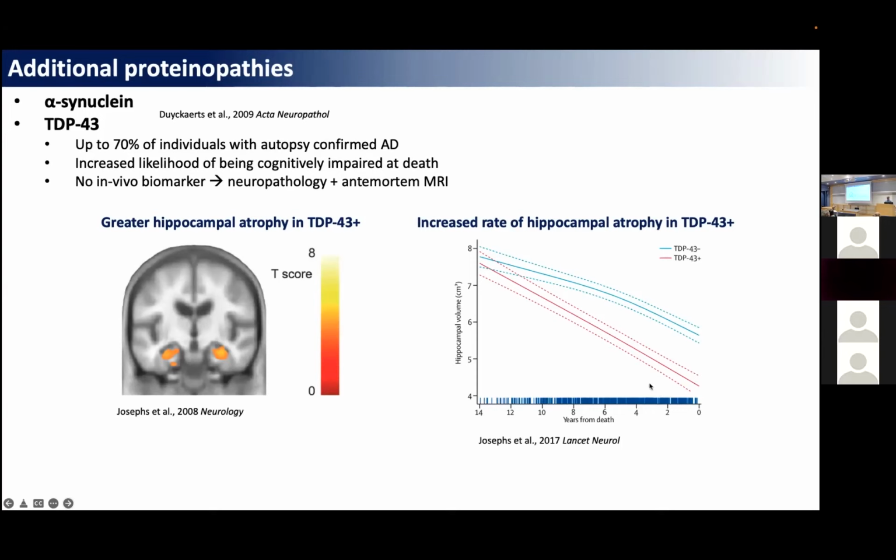They also used longitudinal data and found that patients with additional TDP pathology had an increased rate of hippocampal atrophy compared to the ones without TDP pathology. So it really suggests that this additional TDP pathology contributes to MTL atrophy in the context of Alzheimer's disease. However, the contribution of each pathology, tau and TDP, to MTL atrophy is still unclear.